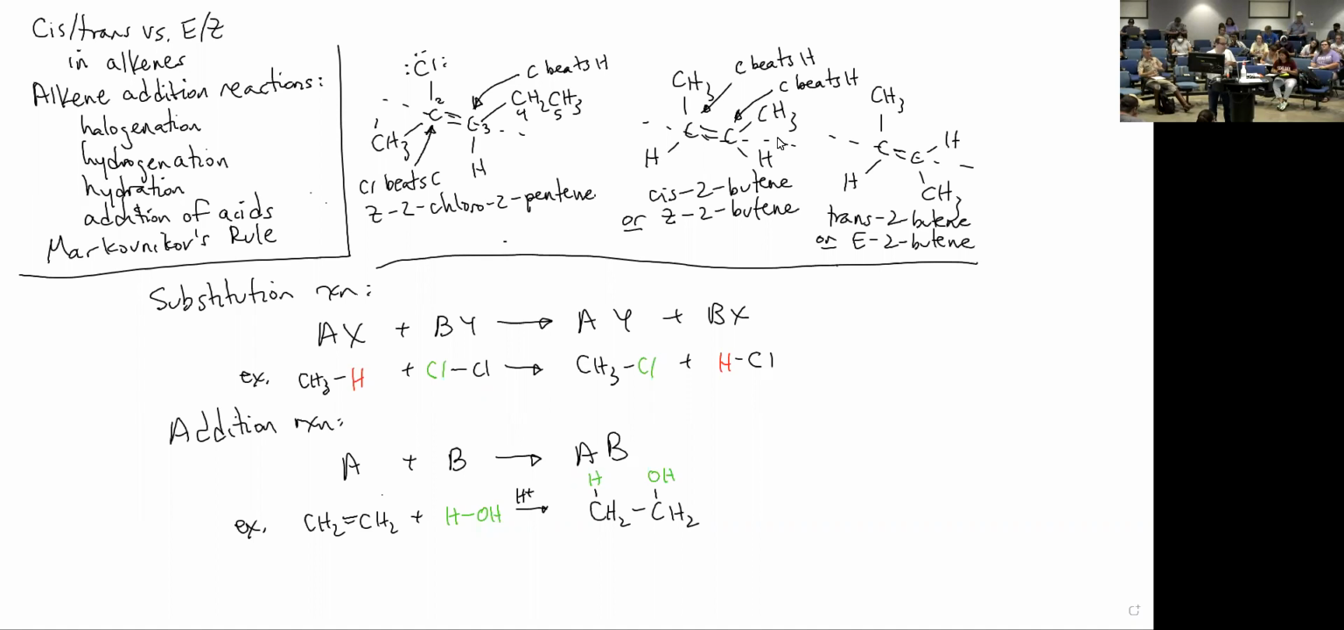You'll recall that we cannot rotate around double bonds in the same way that we can rotate around single bonds. So therefore, those two compounds are stereoisomers. And we've already defined stereoisomers. But they're different compounds with different properties and all of that. So they need two different names.